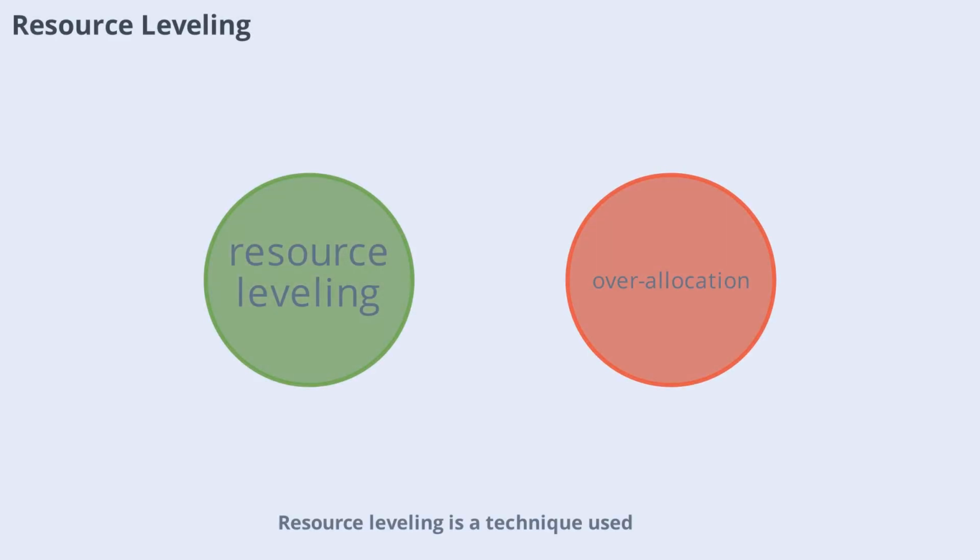Resource leveling is a technique used to resolve conflicts when resources are overallocated. It involves adjusting project schedules or task assignments to ensure no one is overloaded. This might mean delaying some tasks or bringing in additional help. The goal is to keep the project on track without overburdening your team.